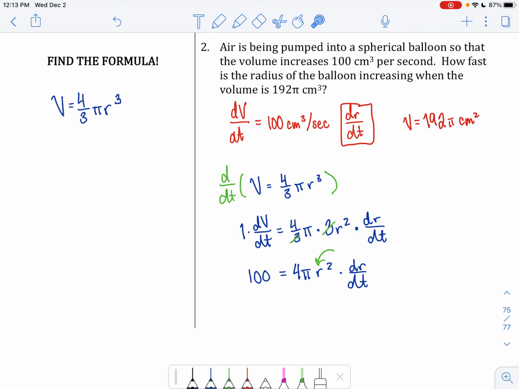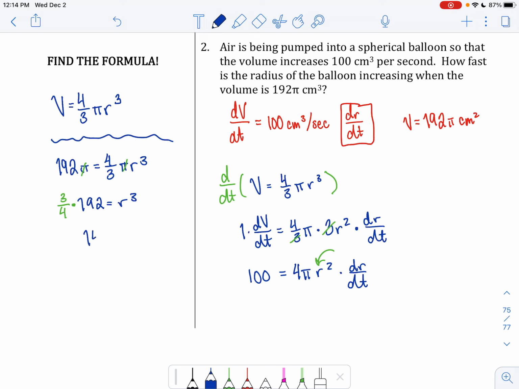It says that the volume is 192 pi centimeters cubed. I'm going to use the space on the left here to find r. So using that same formula, we know that 192 pi is equal to 4/3 pi r cubed. I'm going to divide both sides by pi really quick just to make that nice and straightforward. Then what I would do is multiply by 3 and divide by 4. So 3/4 times 192 is equal to r cubed.